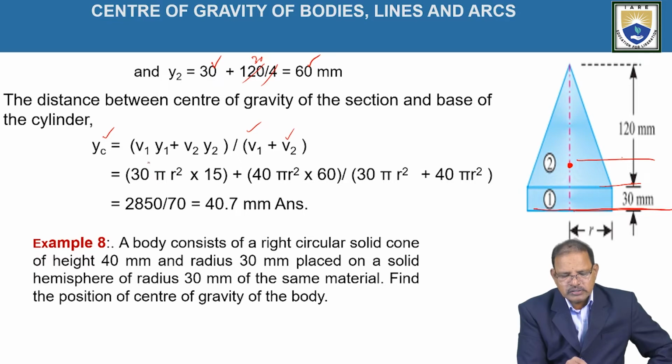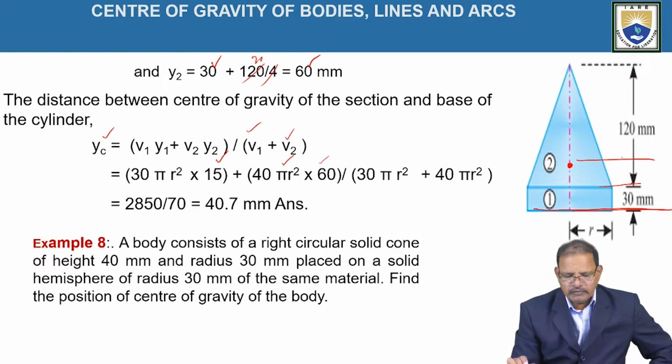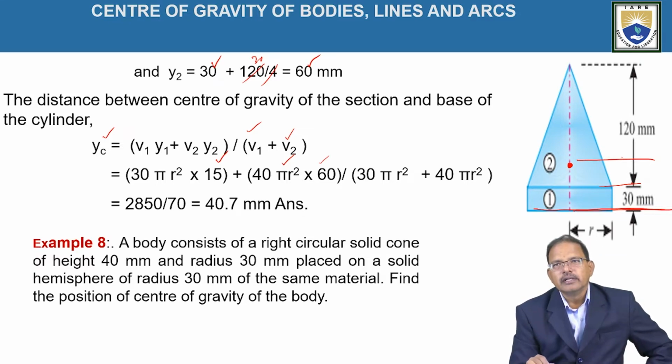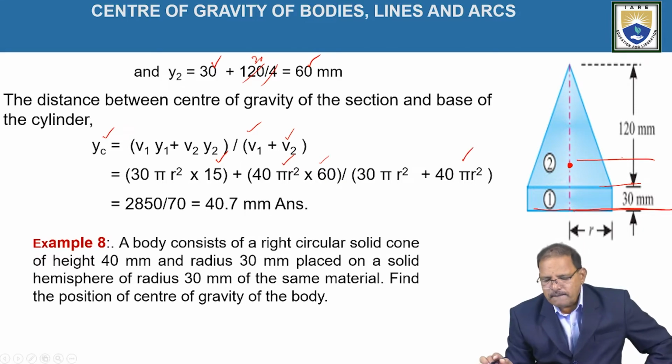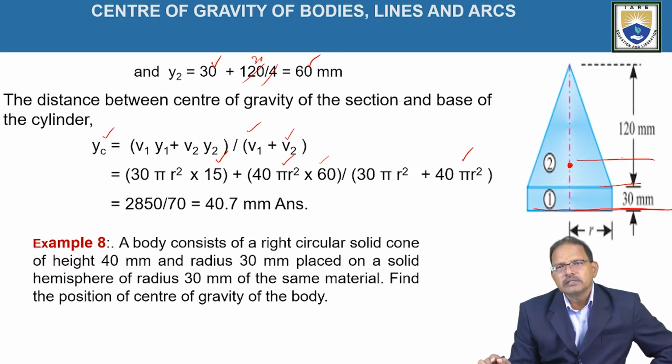So substituting these equations, v1 is equal to 30 pi r square into y1 is equal to 15 mm, plus the second one, v2 is equal to 40 pi r square, and y2 is equal to 60 mm, divided by v1 plus v2, that is 30 pi r square plus 40 pi r square. Since pi r square is the common term, it gets cancelled in the denominator and numerator. On simplification, we got 2850 divided by 70, which is equal to 40.7 mm.